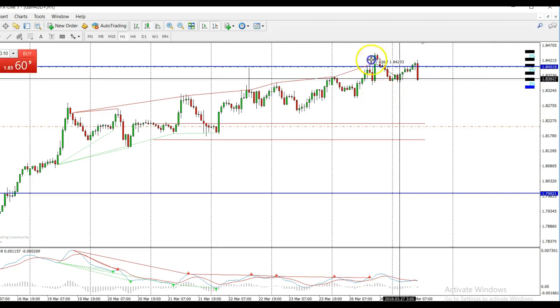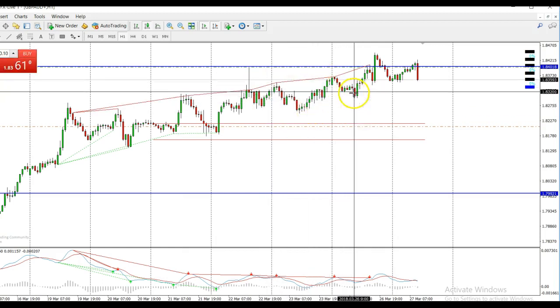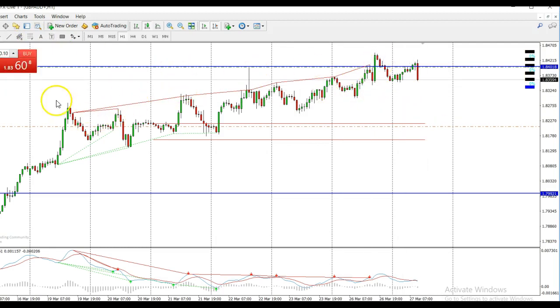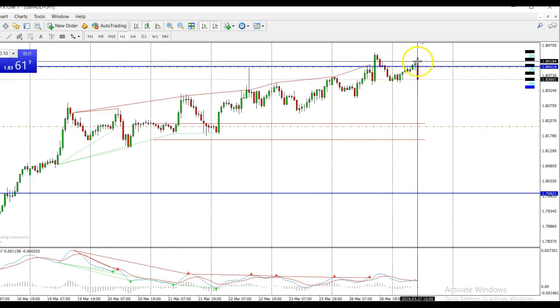This leg up failed to take out this high. You can see all these other legs here. This leg up takes out this high. This leg up here takes out this high. Then this leg up takes out that high, and all the way up there. Whereas when it comes back down, this leg here did not take out it, did not create a new high. So it's telling me, let's get into the trade.